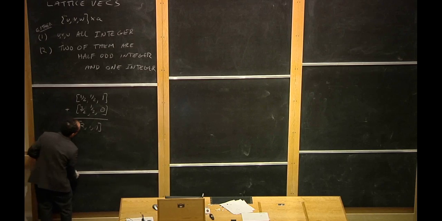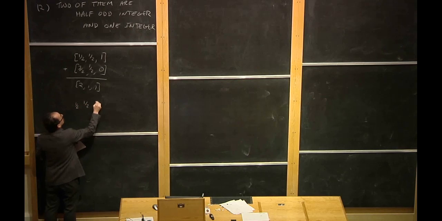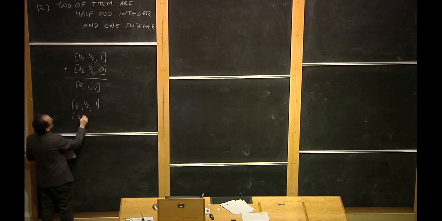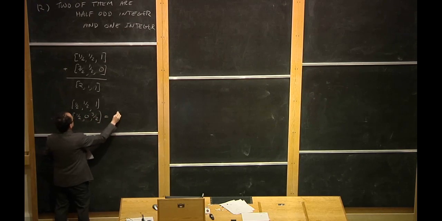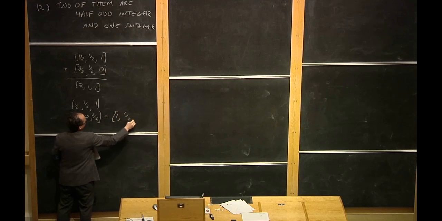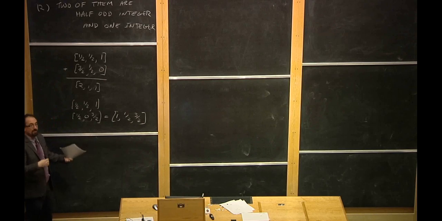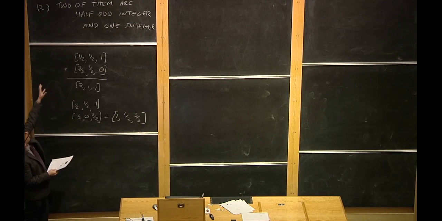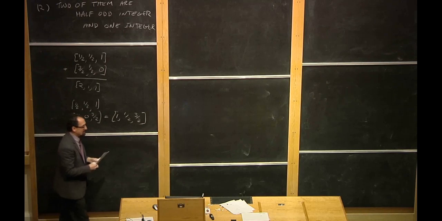But I could have done it differently. You could have had 1/2, 1/2, 1 added to, say, 1/2, 0, 3/2, for example. Then what you get is 1, 1/2, 3/2, and still 2 of them are half-odd integers and 1 of them is an integer. So if you add together 2 things from set B, you'll get either something from set 1 or something from set 2. So it forms a closed set under addition.